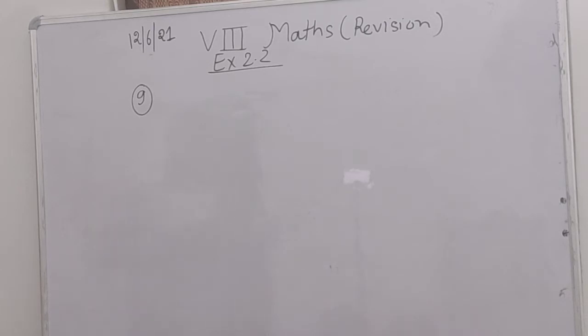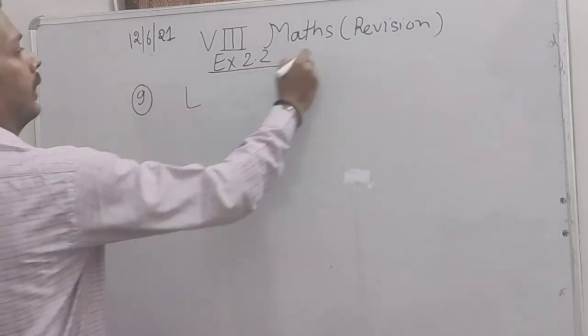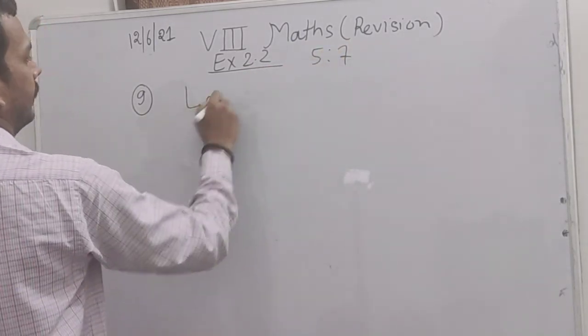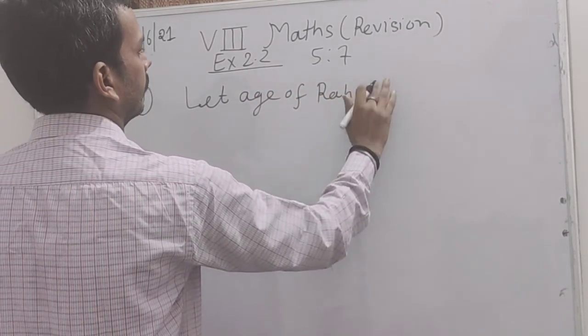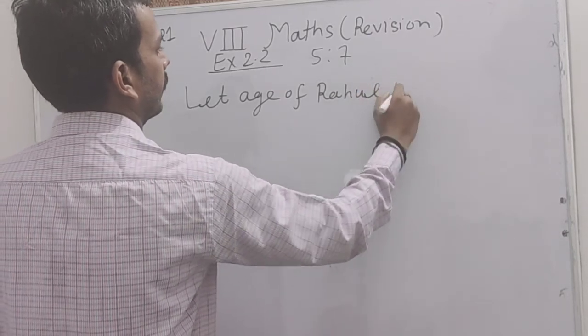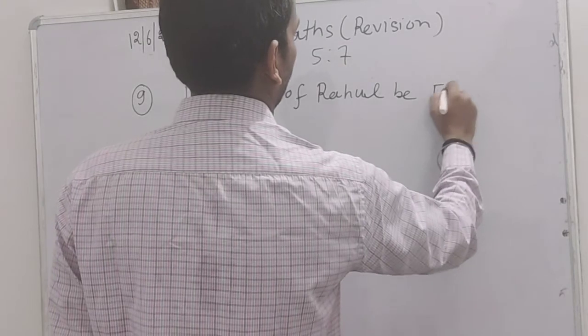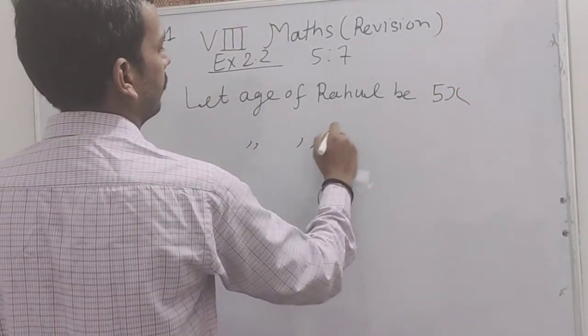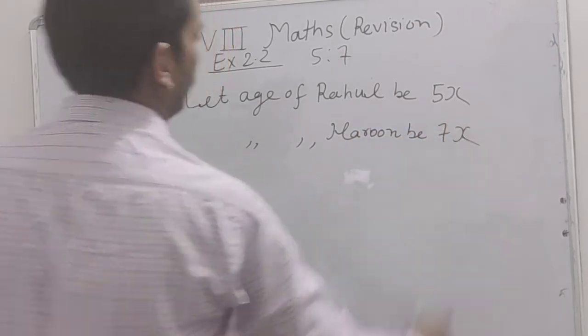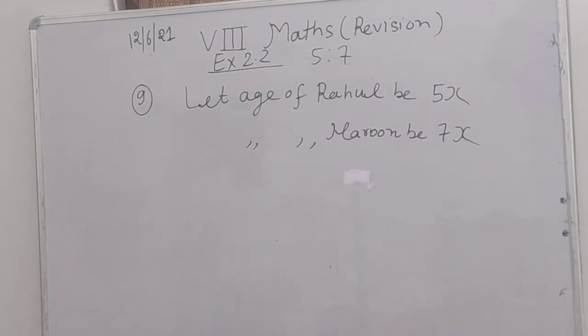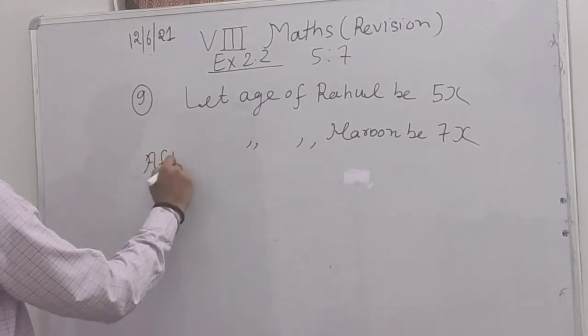I have told you, when ages are given in a ratio, we will consider them as multiples of x. The ratio is given as 5:7. Let the age of Rahul be 5x and the age of Harun be 7x, because the ratio is 5:7.